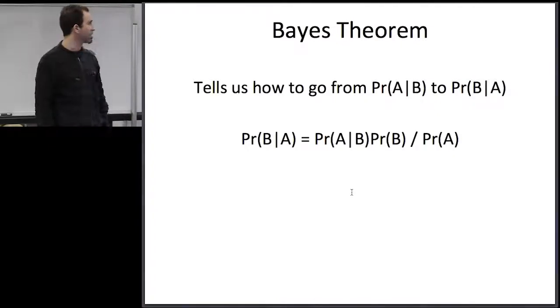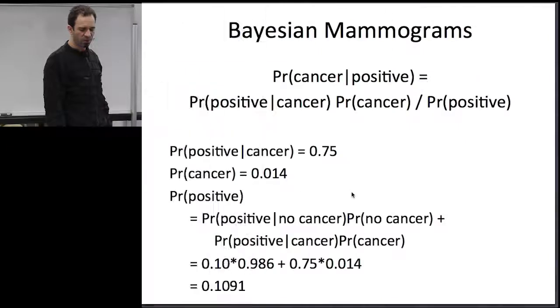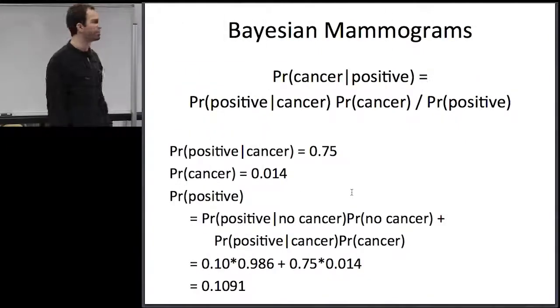It's a formula. It tells you how to go from A given B to B given A. Okay? We're going to black box this for a second and just say there it is. There's actually some nice intuitive versions of this, but we're not going to have time to go through it. So now we're grinding it through.